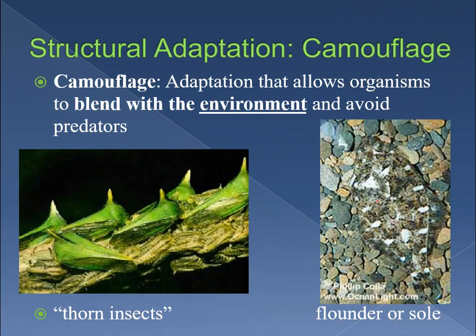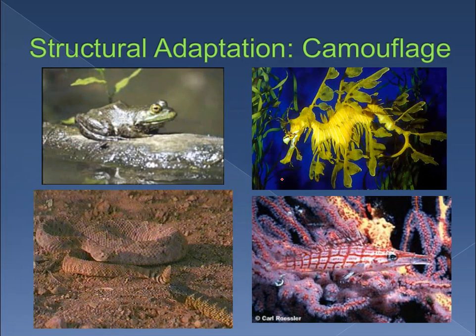So camouflage is an adaptation where you physically blend into your environment. Again, this is pretty straightforward. Here are all examples of camouflage. I think this top right one's pretty interesting. It's a seahorse, looks like kelp or seaweed.